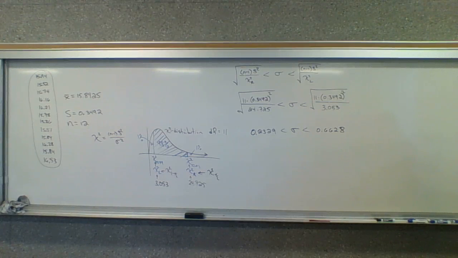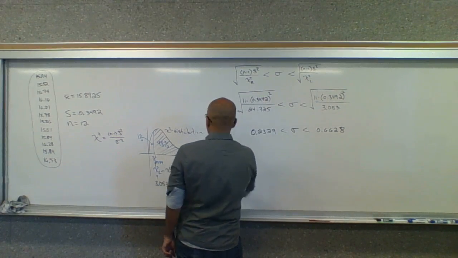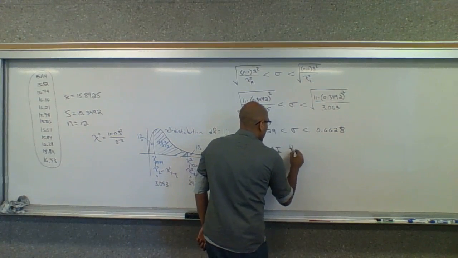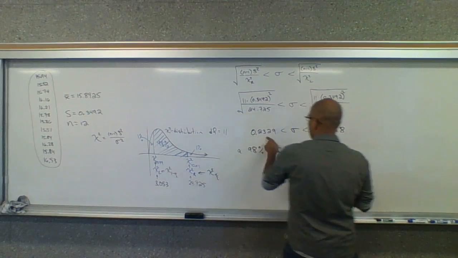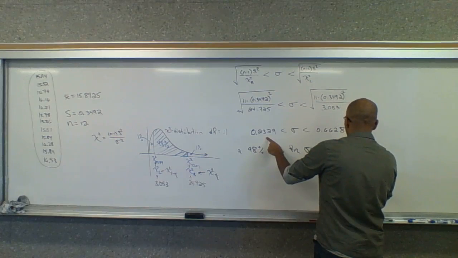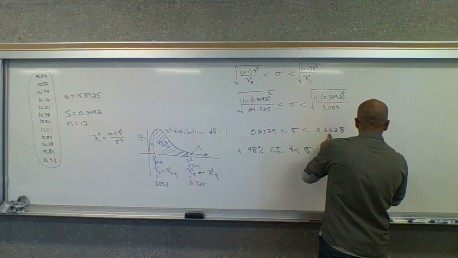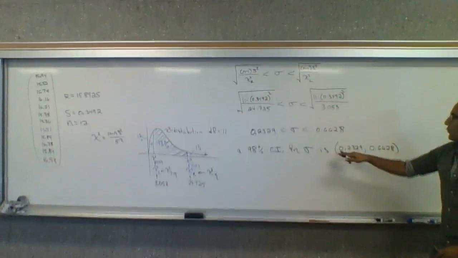Yes. And for this one, do you like us to write it like that? So, to wrap it up, a 98% confidence interval for sigma is, and this is the lower part of the interval, 0.2329, comma, 0.6628. Okay. That's just a nice full sentence of what you found. A 98% confidence interval for sigma is this.